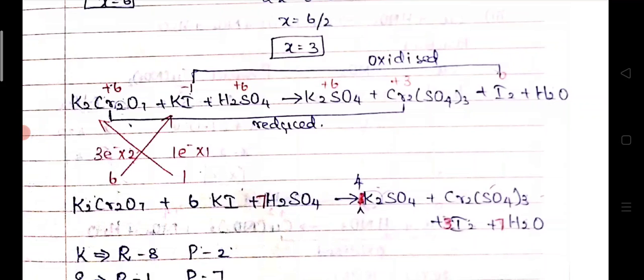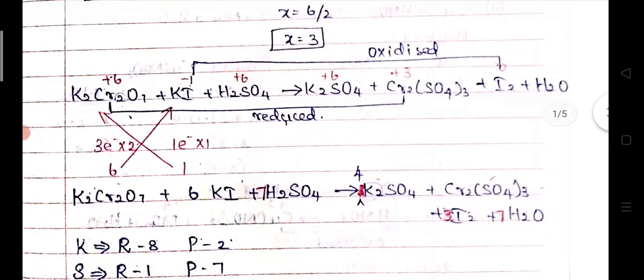So, now what should we do? We have to see how many electrons differ for the iodine in KI and the Cr2 in K2Cr2O7. For Cr2, how many electrons differ between reactant and product? From plus 6 to plus 3 it has decreased, so 3 electrons. For iodine, one electron differs between reactant and product. 3 electrons into how many chromium? 2 chromium, so 3 electrons into 2. In iodine only 1 electron and only 1 iodine, so 1 electron into 1. You will get the answer as 6 and 1.